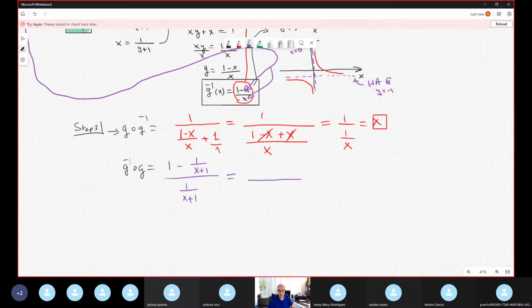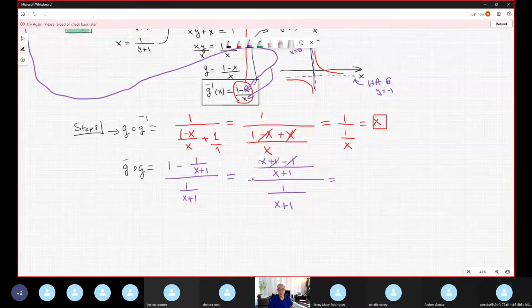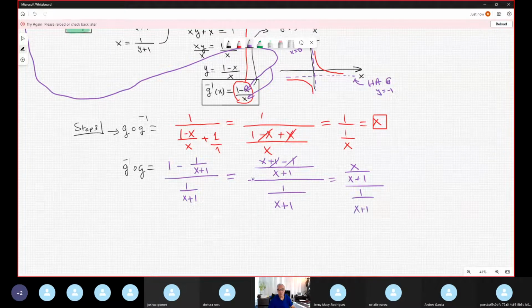The least common denominator in the top is x plus 1. We have x plus 1 minus 1, over x plus 1. This one is cancelled, guys. And we have now x over x plus 1 divided by 1 over x plus 1.